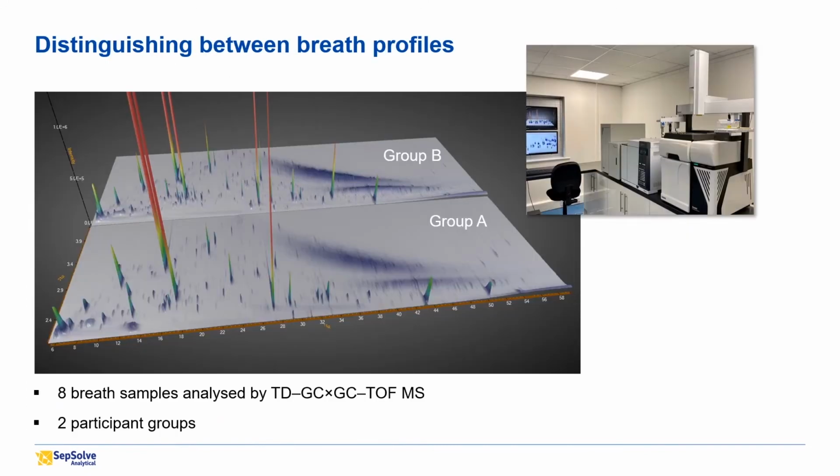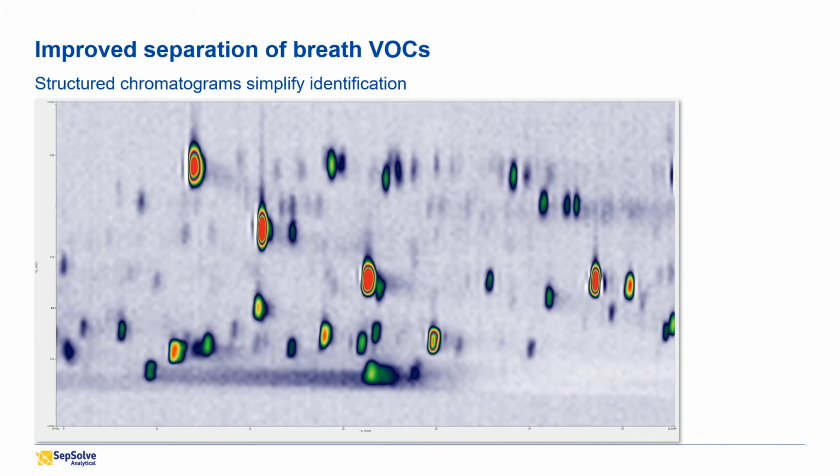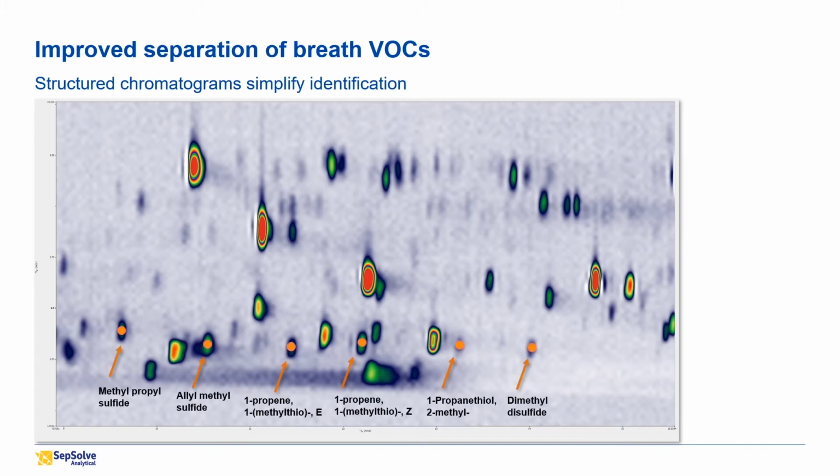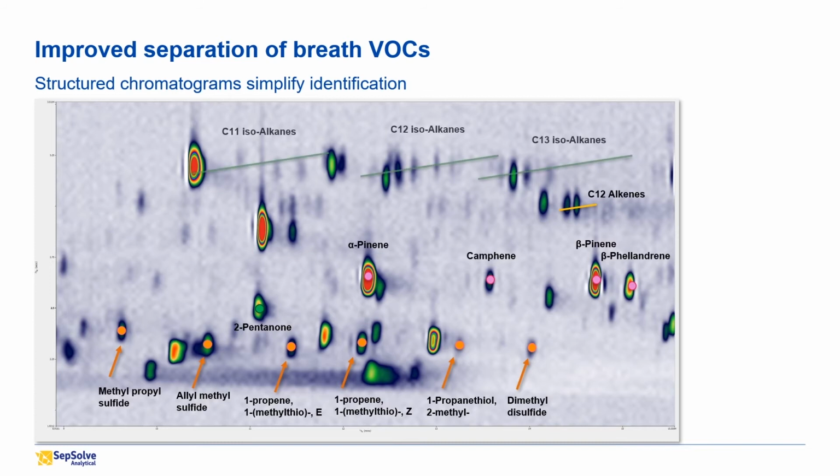So let's see some results. Here we have a small study looking at 8 breast samples from 2 groups of participants as a demonstration of system performance when using thermodesorption on the Sentry instrument, like you can see in the photo, coupled with GC/GC TOF/MS. And you can see in this zoomed section the extra information that you can get from the enhanced separation by GC/GC. And because we've physically separated these peaks, we can get cleaner spectra for more confident identification. And the structured ordering of GC/GC chromatograms can also help to identify these compounds.